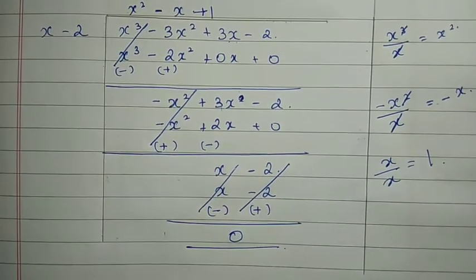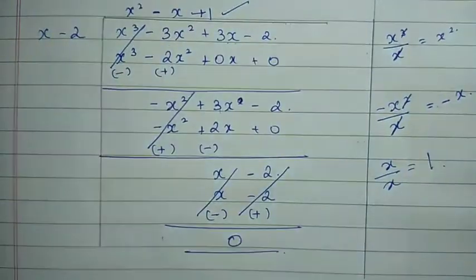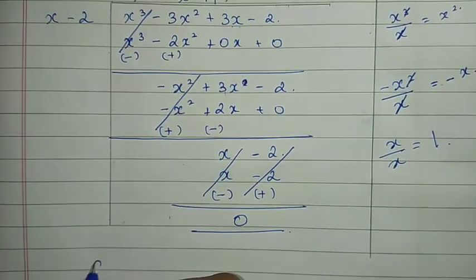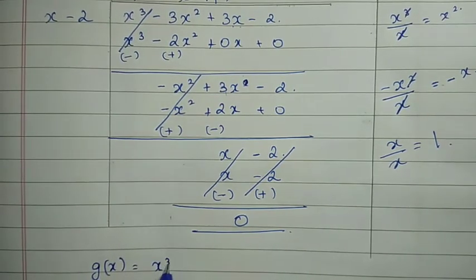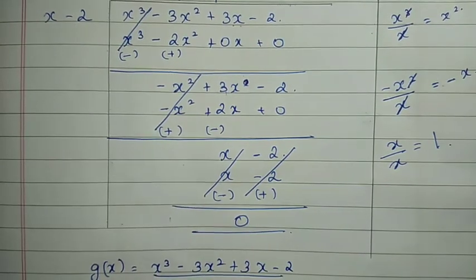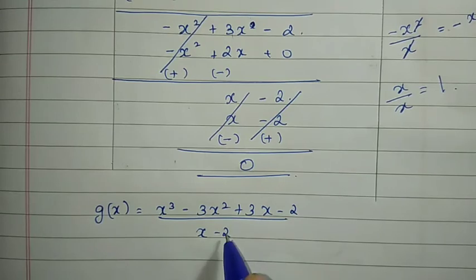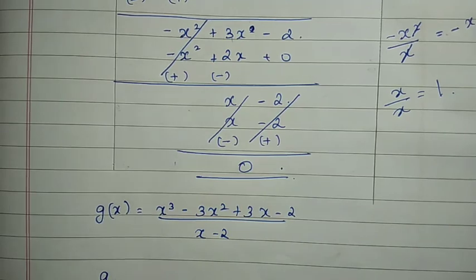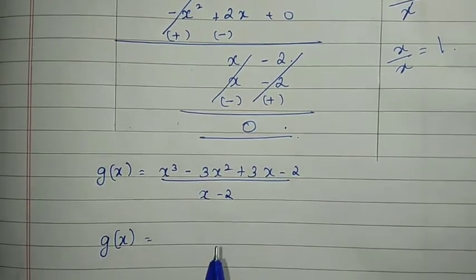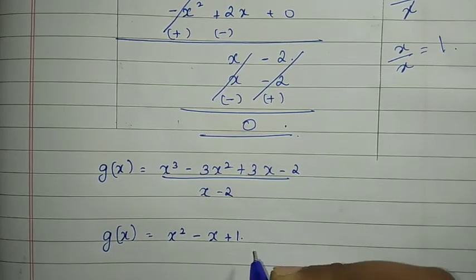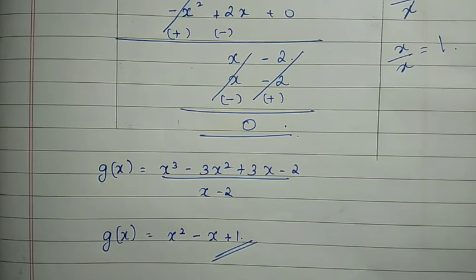So since I got my remainder as 0, I will say that the quotient of this division will be my g of x. So after dividing, g of x is equal to x cube minus 3x square plus 3x minus 2 divided by x minus 2. Since directly we can't do it, I did it this way. So what will be my g of x? The quotient only will be my g of x. So what was my quotient there? x square minus x plus 1. This was my g of x. Therefore, my g of x is this.